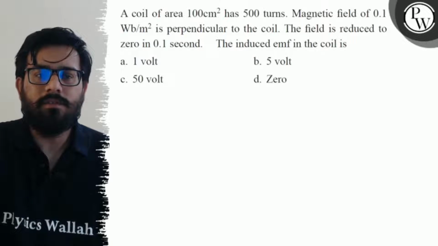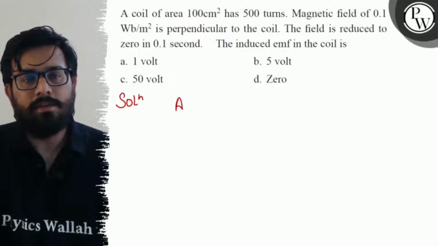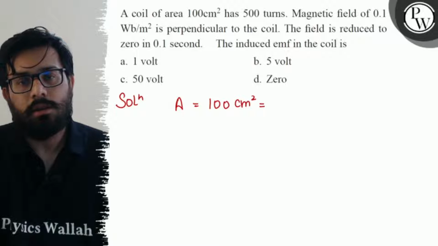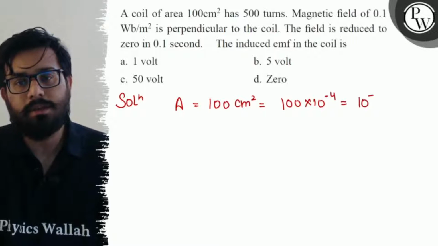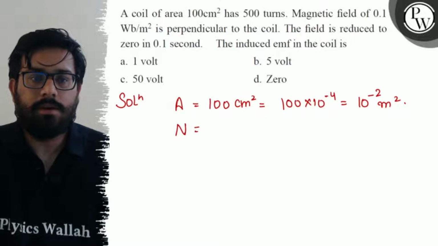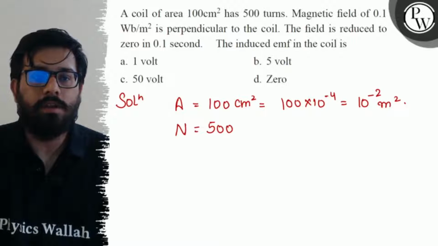So let's see the given data as we have. Area is given as 100 centimeter square. Now convert it into meters. So 100 into 10 to the power minus 4, you will get the value of 10 to the power minus 2 meter square. Number of turns is given as 500. Also the magnetic field of 0.1 Weber per meter square.